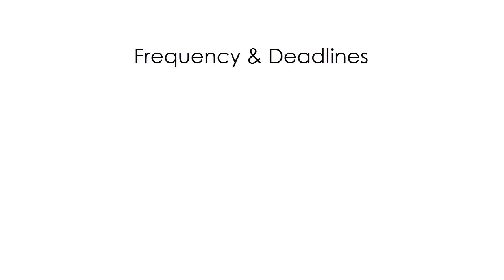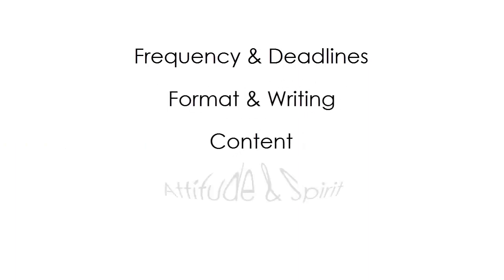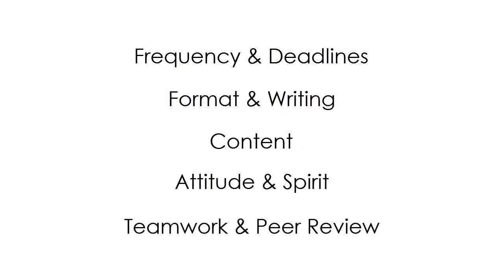But let's briefly talk about the categories of information you would probably include in a discussion rubric. The general categories of information that are useful for grading online discussion posts include frequency and deadlines, format and writing, content, attitude and spirit, and teamwork and peer review. Let's take a look at these categories in some detail.